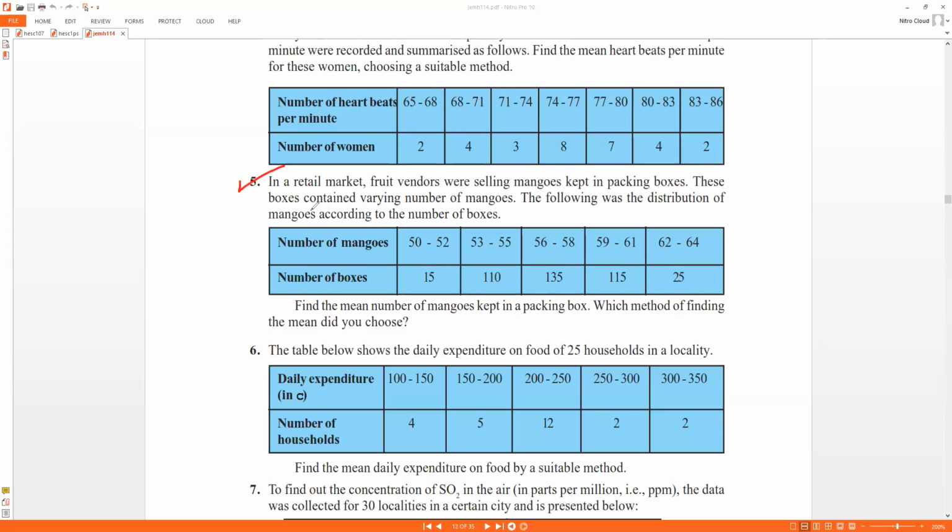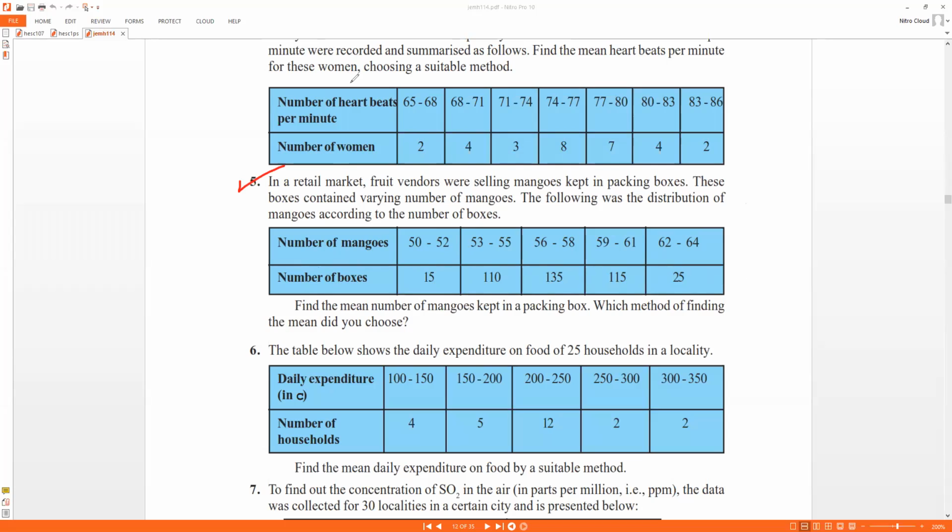Okay, fifth one. In a retail market, fruit vendors were selling mangoes kept in packing boxes. These boxes contained varying number of mangoes. The following was the distribution of mangoes according to the number of boxes. So number of mangoes 52 if they are there, then boxes are 15. 53 to 55, 110, so on and so forth.